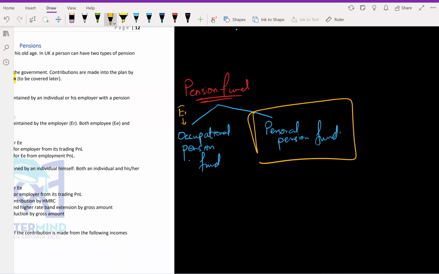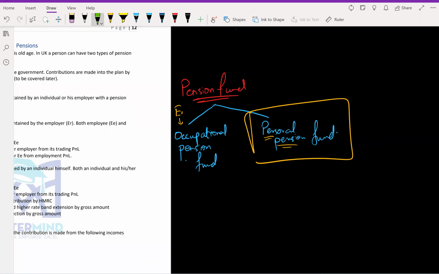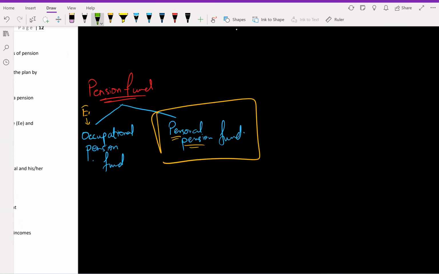Both you and your employer can contribute in it. If in an individual capacity you want to open up a fund, you'll have to open up a personal pension fund. Even in that, your employer and yourself can contribute. What we need to understand is that the benefits we studied earlier when we were studying the income tax computation were basically for the personal pension fund.